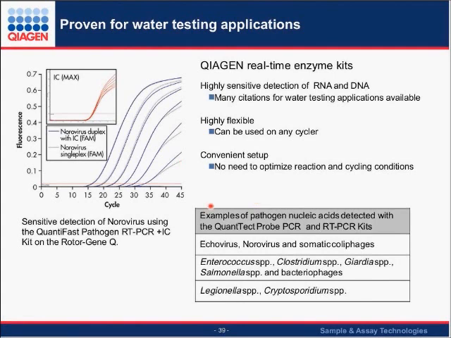These are examples on the bottom of pathogen nucleic acid detected with the QuantiTect probe and RT-PCR kits. So it's a wide variety of different environmental pathogens. We have a Mericon kit for Legionella species and Legionella pneumophila, and then there's quite a bit of work that's been done on Cryptosporidium with QIAGEN techniques. And I believe if you look at the QIAGEN web, there was a webinar presented by a customer fairly recently that talked about Cryptosporidium.